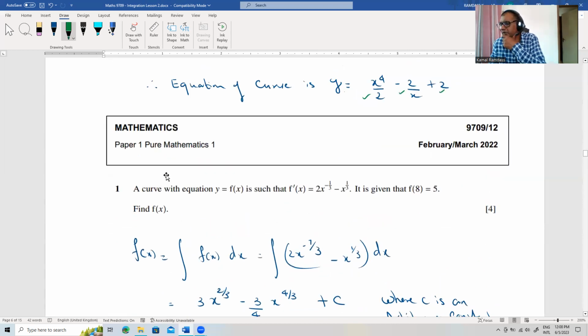February, March 2022. A curve with equation y is equal to f of x is such that f dash de x is equal to 2x to the power minus 1/3 minus x to the power 1/3. It is given that f of 8 is equal to 5. Find f of x. Bon, là, je connais que f of x est égal à integration of f dash de x dx. Il moi intégrer cette expression-là, 2x to the power minus 1 over 3 minus x to the power 1 over 3 dx.